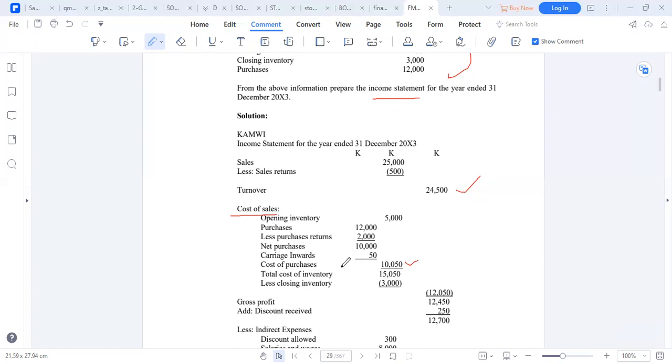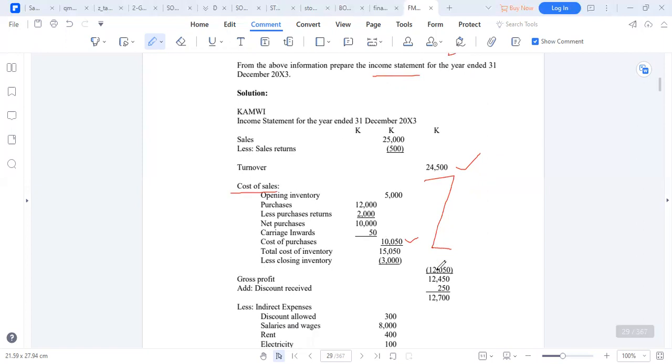Then to the cost of purchases, we would add our excise duty if any, but if we don't have it, we just less what? Our closing inventory. So this is called our cost of sales. So we subtract the cost of sales from our sales turnover. So this will give us our gross profit, which is 12,450. So now we are supposed to end there ideally, but because we have other income like discount received, so we do discount received.